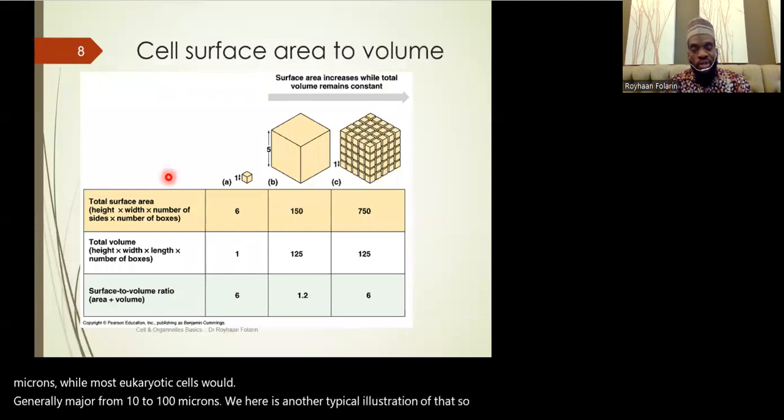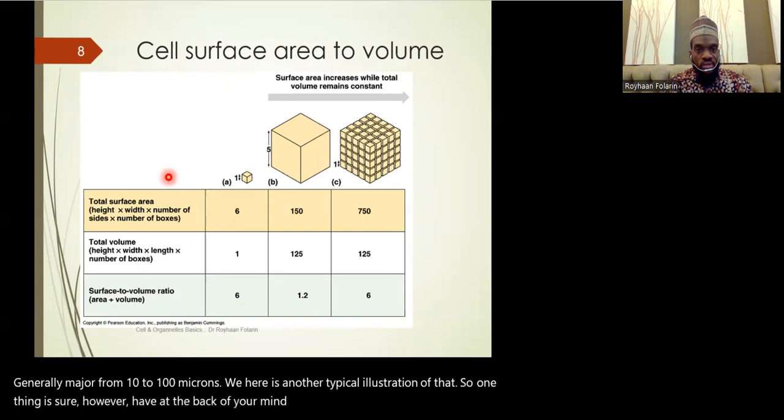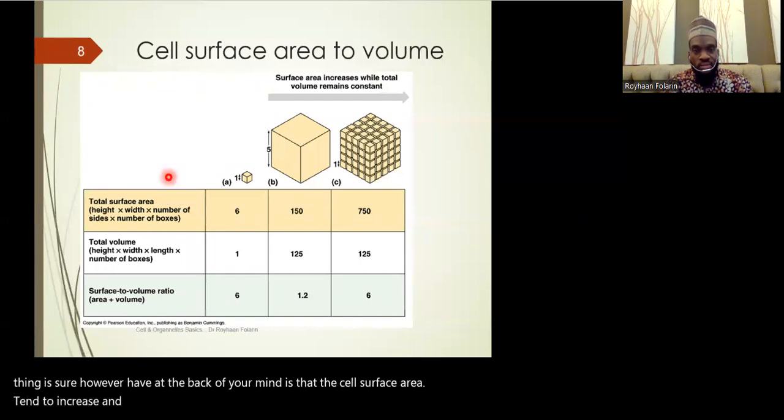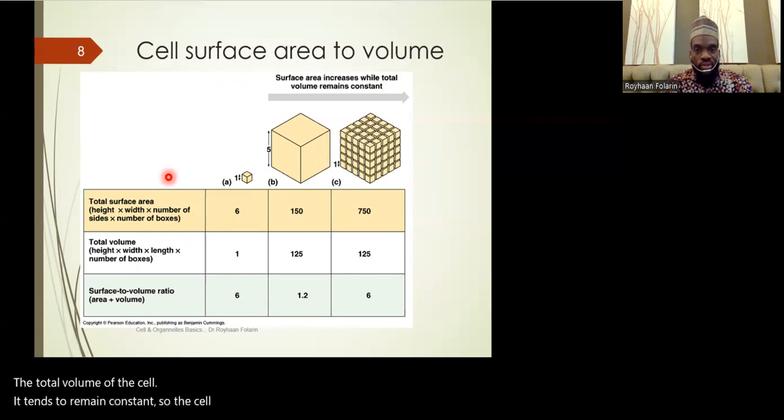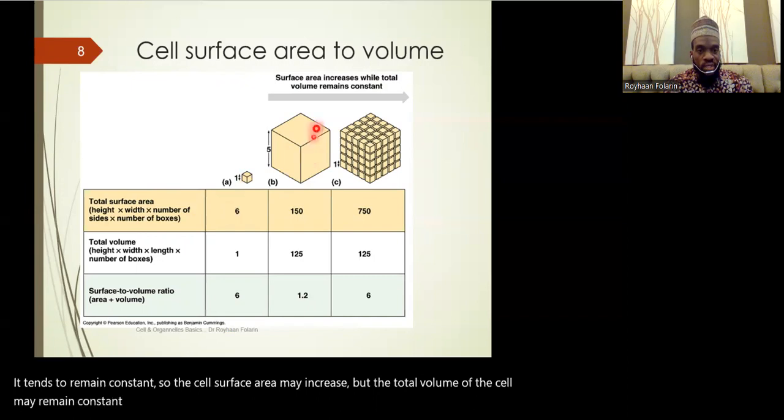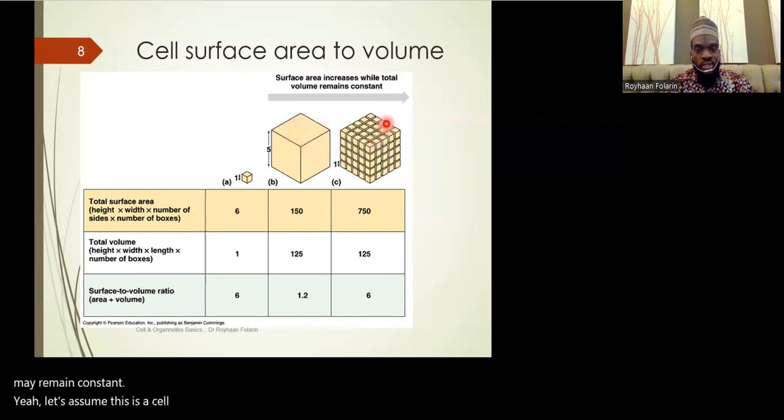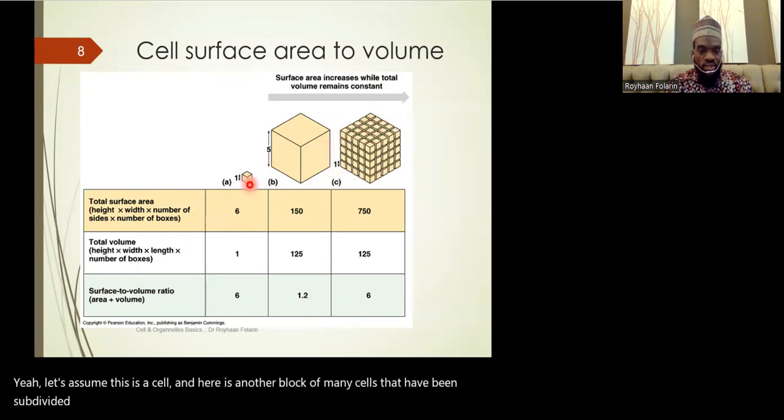One thing you should have at the back of your mind is that as the cell surface area tends to increase, the total volume of the cell tends to remain constant. The cell surface area may increase, but the total volume of the cell may remain constant. For example, let's assume this is a cell, and here is another block of many cells that have been subdivided into this chunk, or this little box of cell.